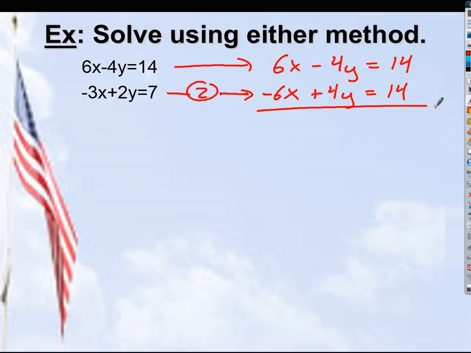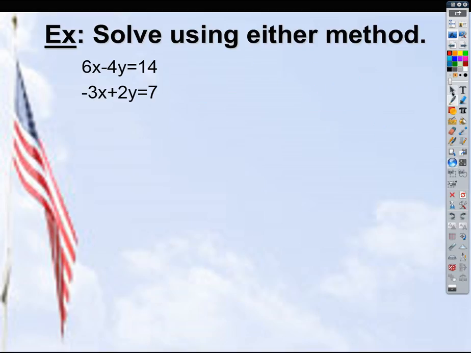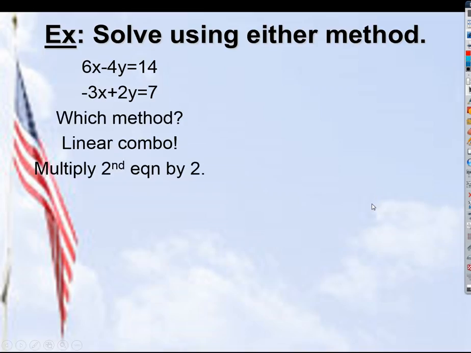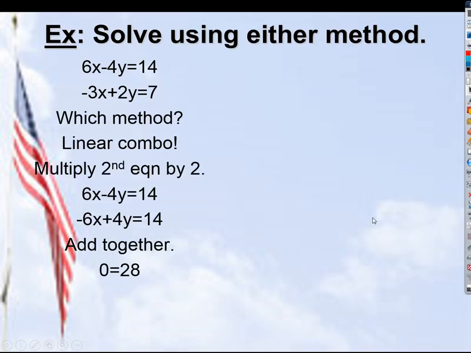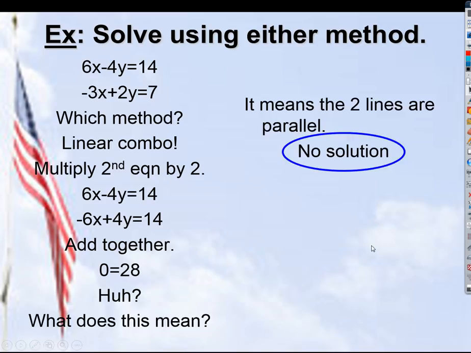Okay, what happens when I add those up? Yeah, that cancels and that cancels. So what's left on the left side? 0 equals 28. Okay, nonsense, right? How do we interpret that? No solutions, yeah. So what kind of lines are those if they are no solutions? Means they never cross, right? Zero equals 28, huh? Two lines are parallel. Okay, no solutions. Make sense? All right.